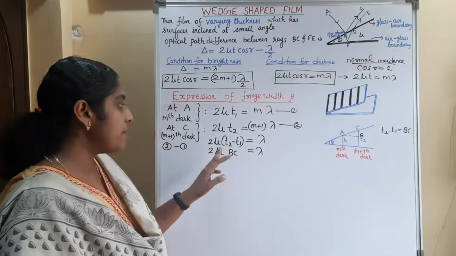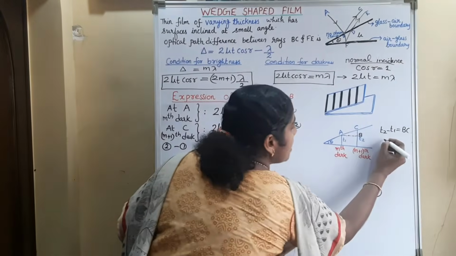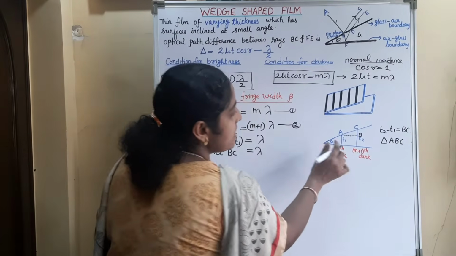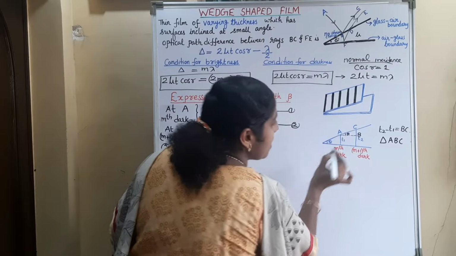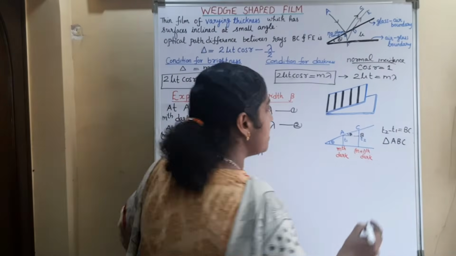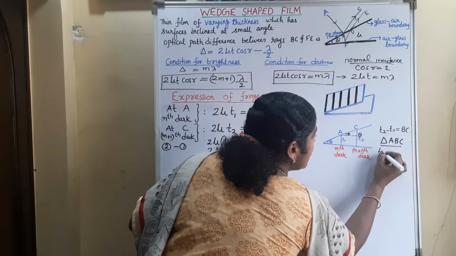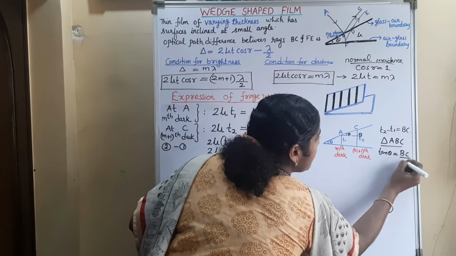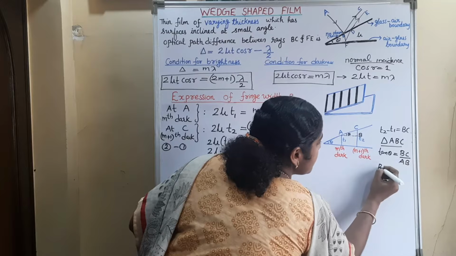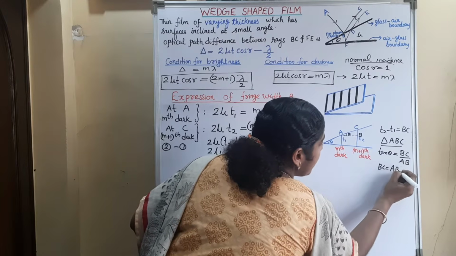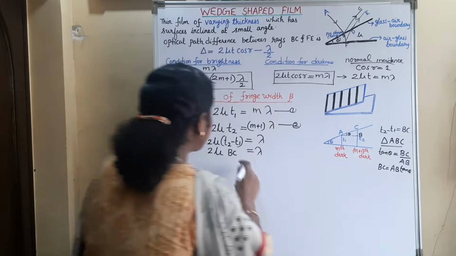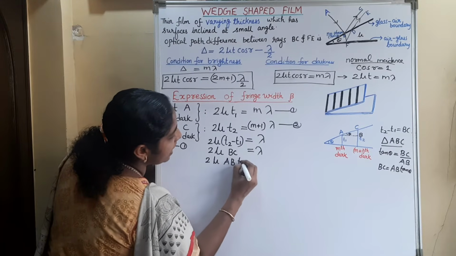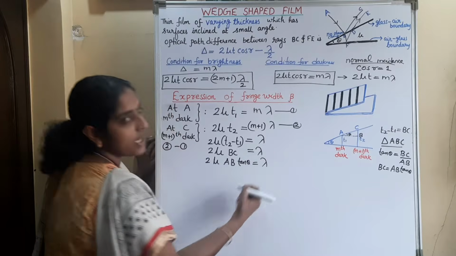Now we can find BC by considering the right angled triangle ABC. Here this angle is theta, so this angle also will be theta. In the triangle ABC, tan theta is equal to the opposite side BC divided by AB. So BC is equal to AB tan theta. We can substitute that here: 2 mu into AB tan theta is equal to lambda.